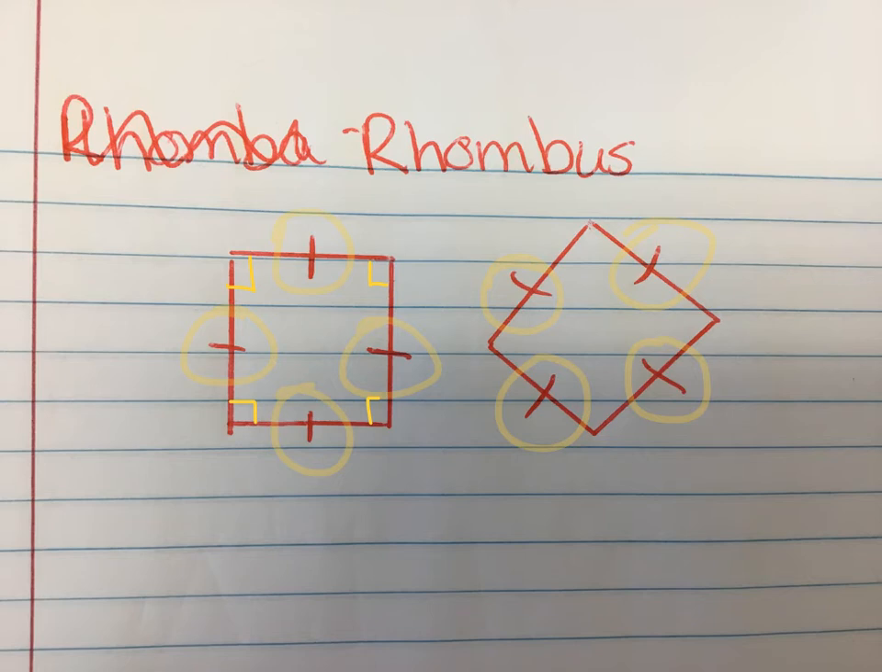So the angles that are in this one are not necessarily right angles. They could be whatever degree measure that I want them to be. So a square can be a rhombus, but a rhombus isn't always a square. Yeah, I know, it gets confusing. That's why we have our chart to go to.